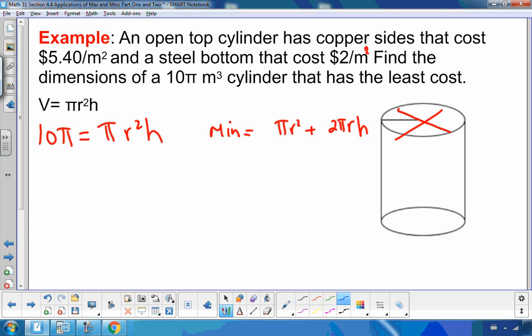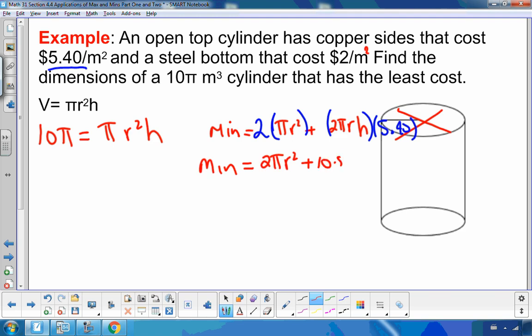Now, because this is a cost, the sides cost $5.40, so I'm going to multiply this by 5.40. And then I take my bottom circle, and the bottom costs $2 per meter squared. Let's simplify this a little more. So minimum cost is equal to 2πr² plus 2 times 5.4, 10.8πrh.